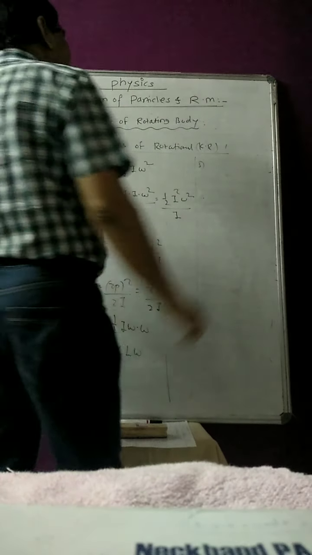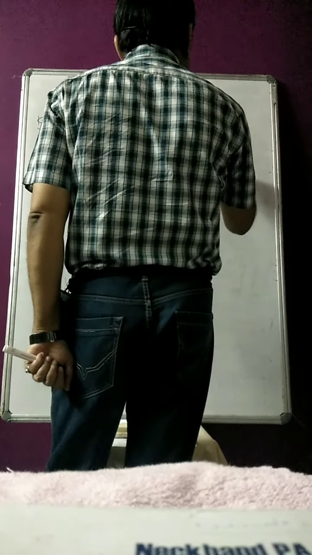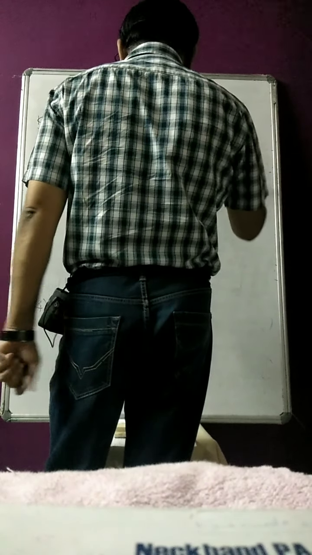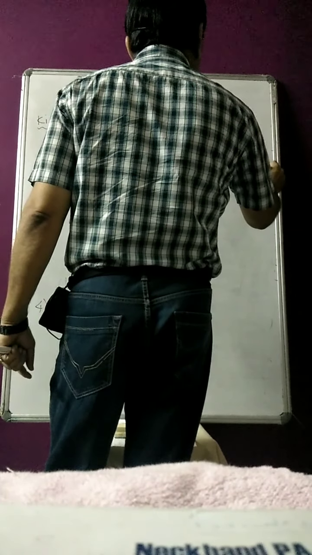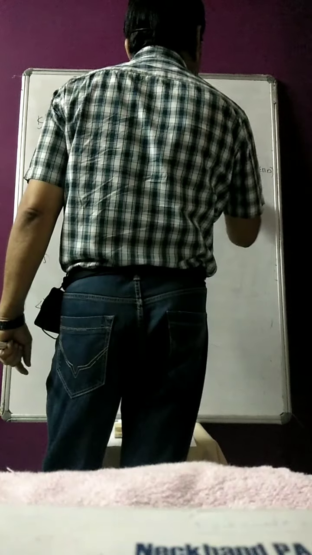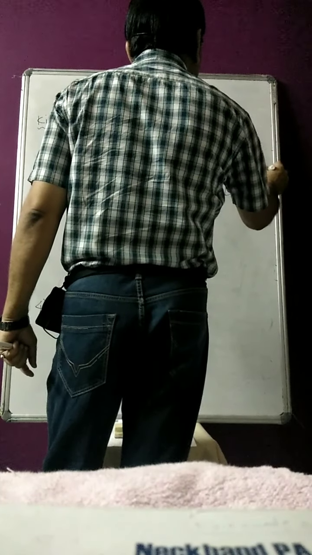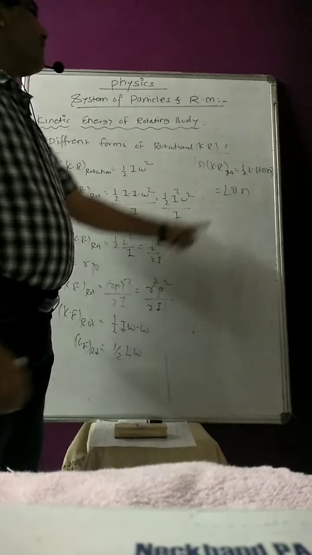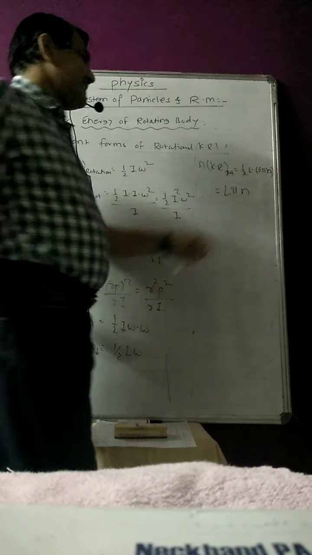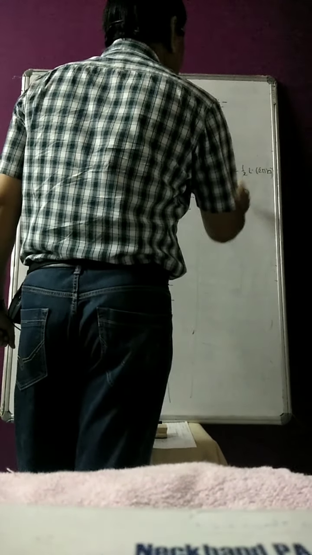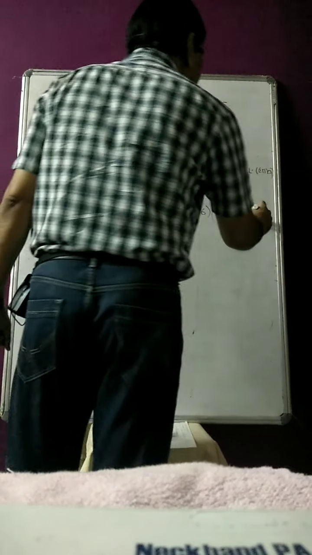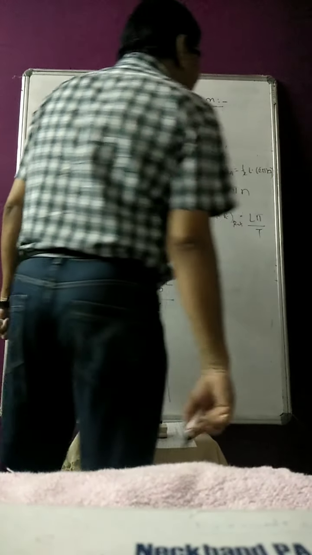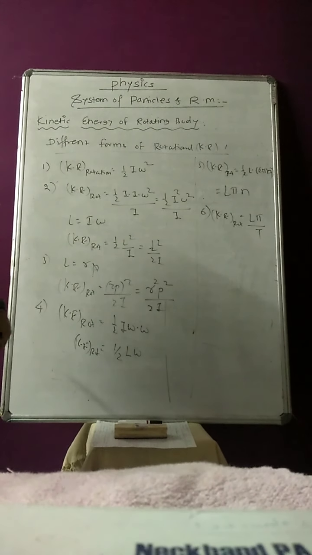So this equation can be written as kinetic energy of rotation is equal to 1/2 L into 2 pi n. The 2 will get cancelled, so it is L into pi into n, where L is the angular momentum and n is the linear frequency. In terms of time period, the kinetic energy of rotation will be L into pi upon T.